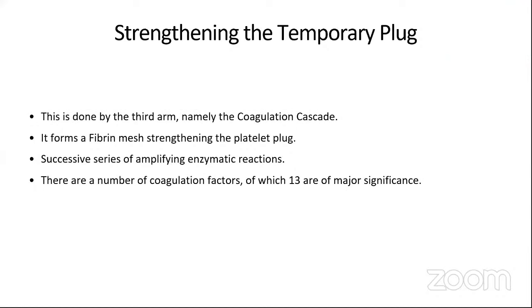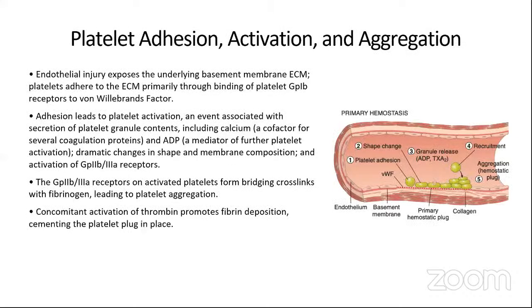Go back, you have not completed. What happens when there is activation of the receptor? Ma'am, as the GP2B3A receptors are activated, they form crosslinks with each other, with fibrinogen as well as with the platelets, which leads to the third step. In platelet adhesion, activation, and aggregation, GP2B3A is needed for aggregation. That will activate the thrombin, which is important. Okay, it activates thrombin, which further converts fibrinogen to fibrin in the final plug.